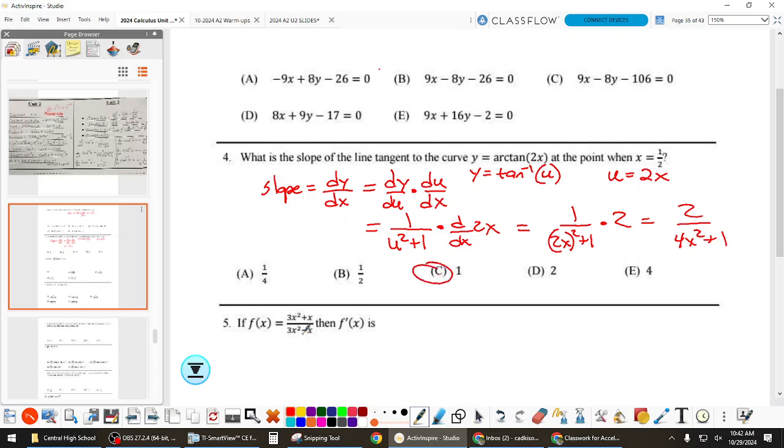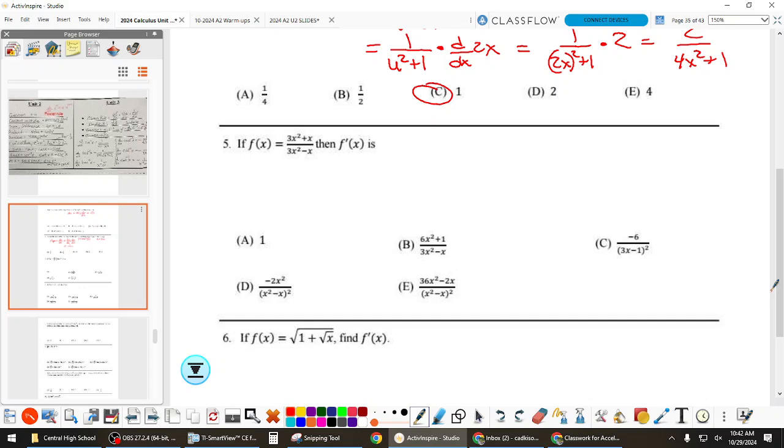All right, how about this one? What rule should we use on that? Quotient rule and power rule. Good. Remember the quotient rule does have that b squared, that low squared on the bottom. So sometimes that makes a mess.